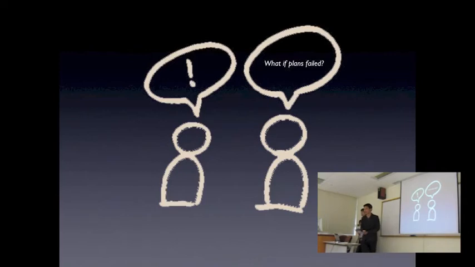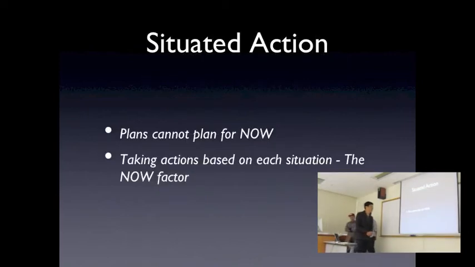Yes, I'm here to present an alternative action model that is the situated action model. Why do plans fail? Plans fail because they cannot plan for the now. They can plan based on your past experience, your past memories, or they plan based on guesswork, on like future predictions. But they cannot plan for now, like for the unforeseen circumstances, for the current context, for your location, your environment. You will never know what you're in until you're in it.